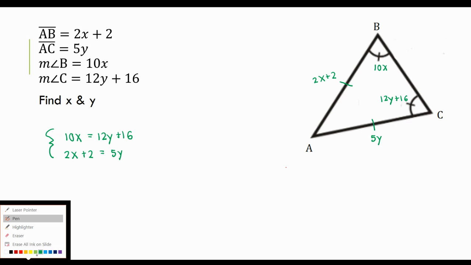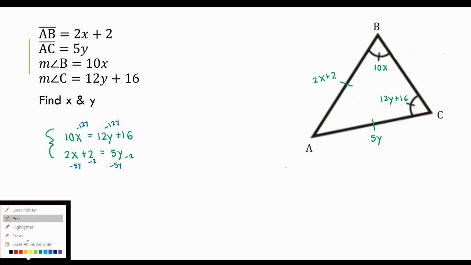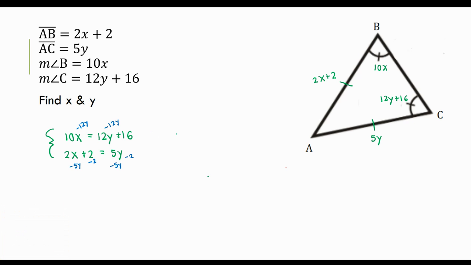So if I want to do elimination, then that means I'm going to subtract the 12y so I can get the x's and the y to the same side. That means that over here, I'm going to subtract the 5y. But then that means that the 2 has to get moved to the other side, so I'm actually going to subtract that as well. So if I then start figuring out all of this on the top equation, now I'm going to have 10x minus 12y, and this is going to equal 16. And then in the bottom equation, we're going to have 2x minus 5y, and that's going to equal negative 2.